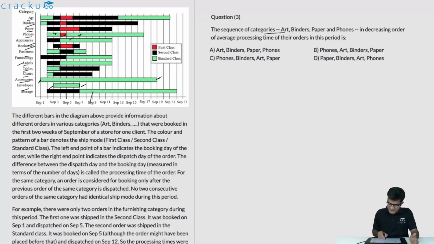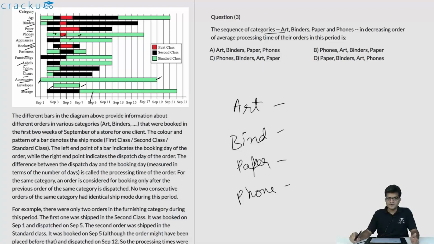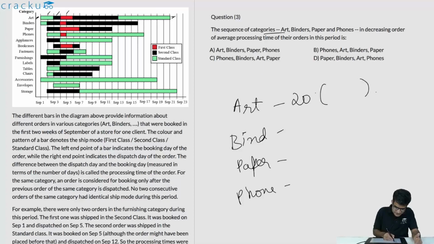The sequence of categories art, binders, papers and phones we have to arrange in decreasing order of their average processing time. Let us look at the total processing time of arts. The first order was booked on September 1st and it was dispatched on 21st. So the total processing time of all the orders combined is 20, which is 21 minus 1. And how many orders were there? The number of orders that were there is 1, 2, 3, 4 and 5.